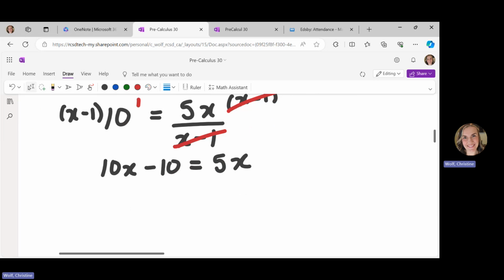Okay, I'm going to subtract 5x from both sides. So I have 5x on the left. I'm going to swing that -10 over to the right. Divide off the 5, and you get that x equals 2.